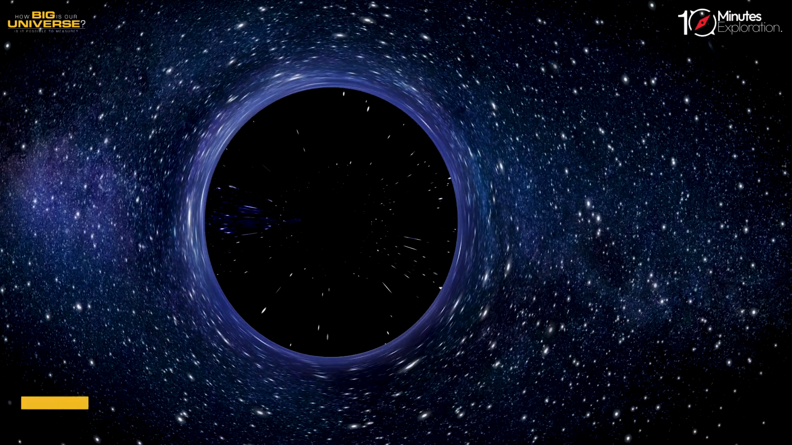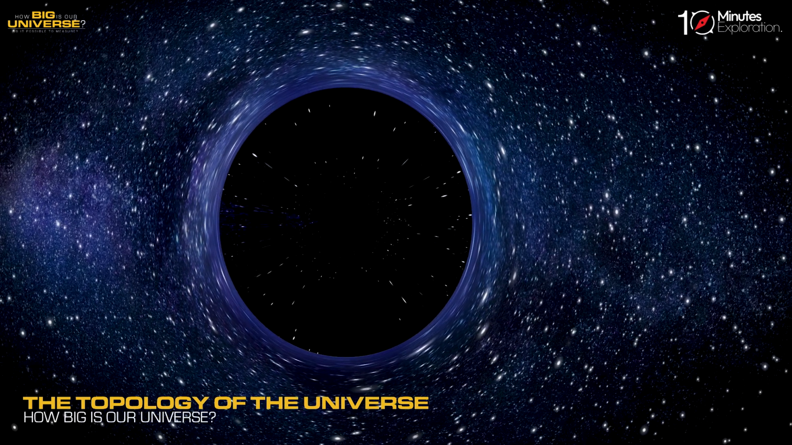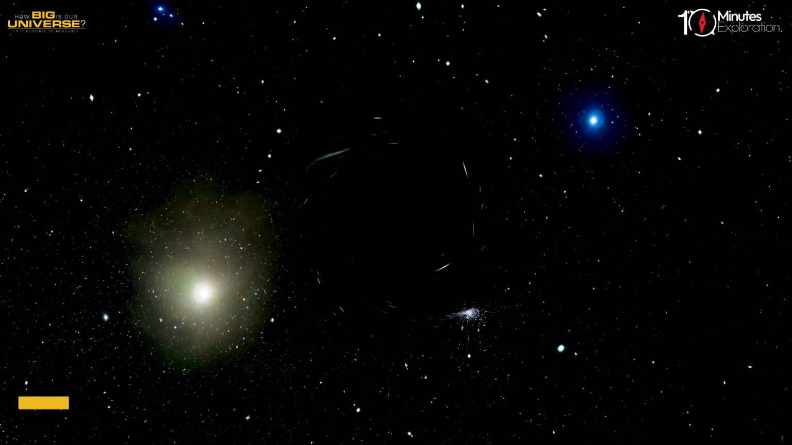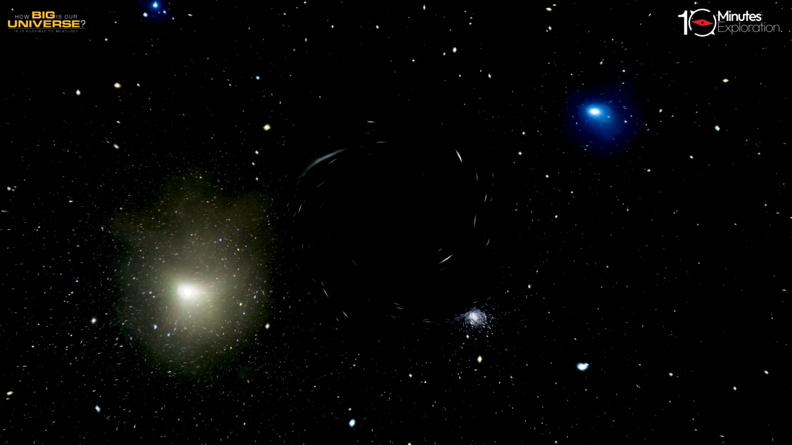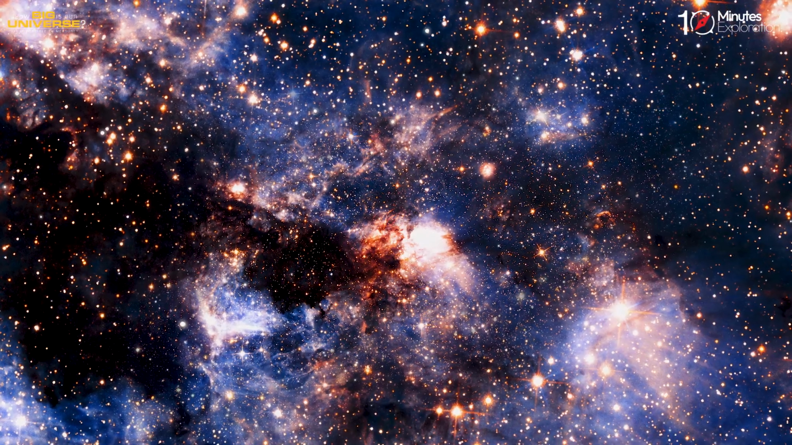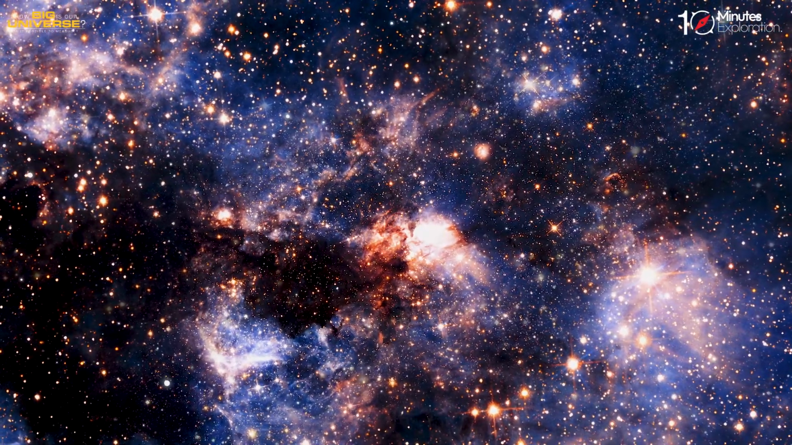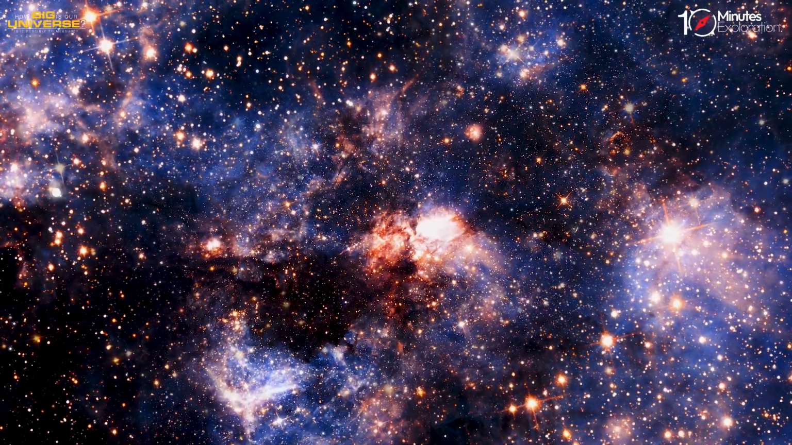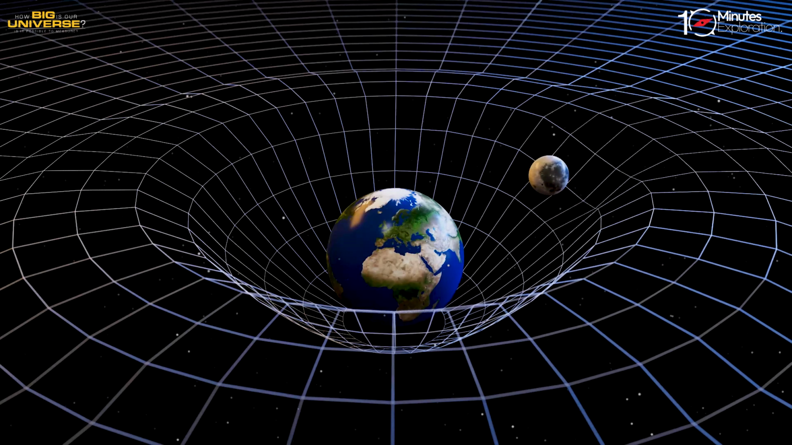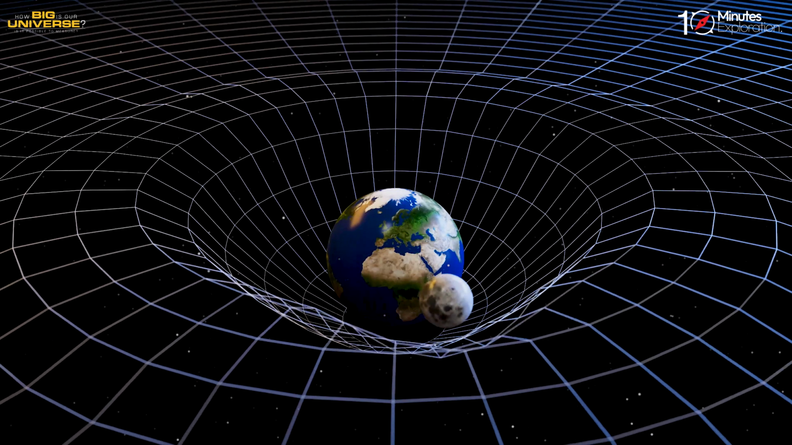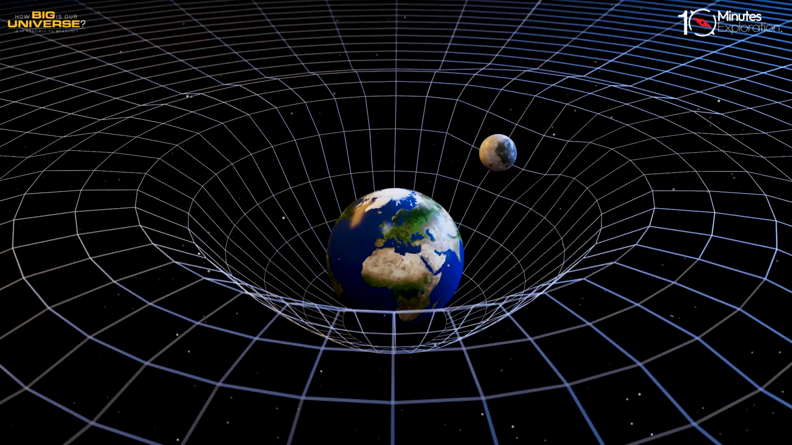The topology of the universe describes how space is connected as a whole. It can be thought of as the shape of a rubber sheet that can be stretched or twisted without tearing or cutting. The topology of the universe determines whether it is finite or infinite, and whether it has any edges or boundaries. There are many possible topologies for the universe, depending on its curvature and geometry.